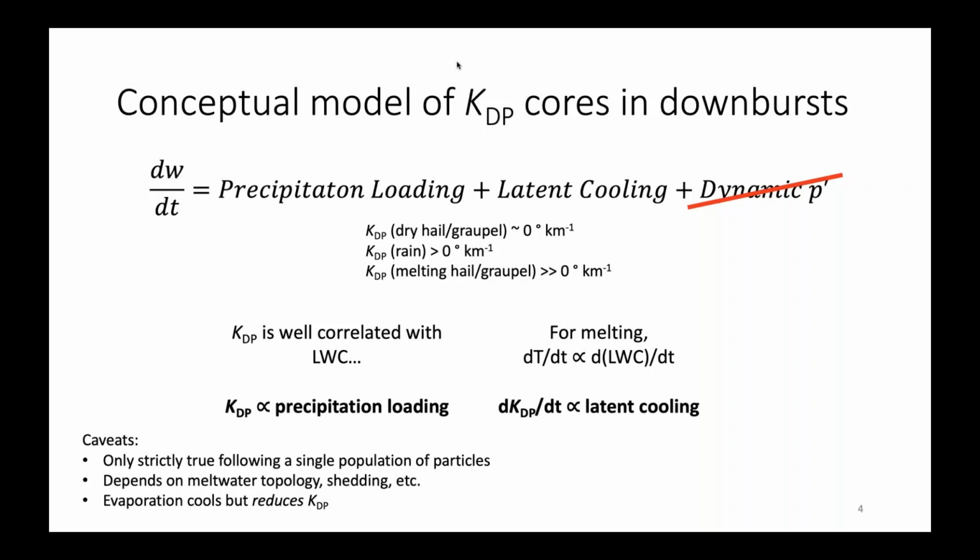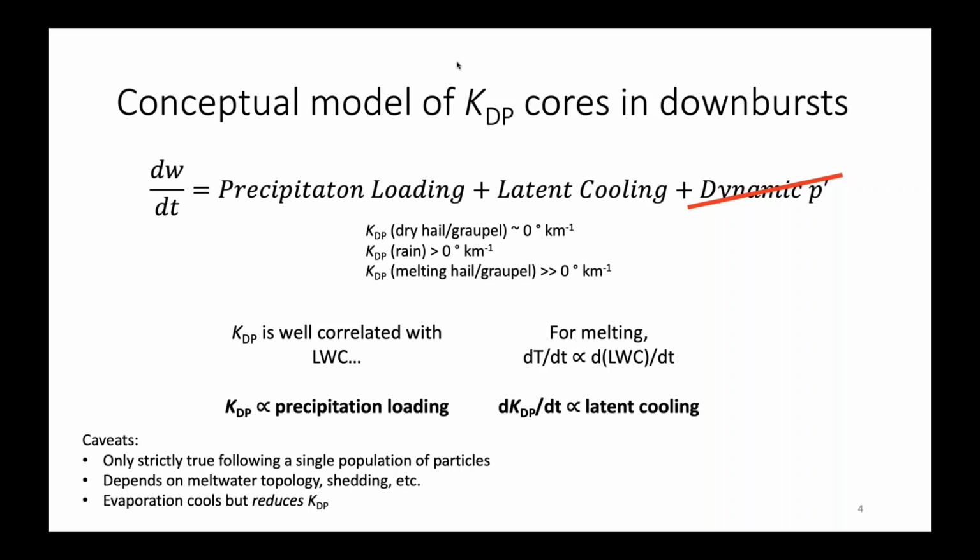And then probably the biggest caveat is that evaporation is also a cooling process and will generate negative thermal buoyancy, but it will reduce your KDP, and so has an opposite tendency sign. We don't think that's too big of an issue because in the layer near the wet bulb zero height, where a lot of your graupel melting and cooling is going to be occurring, usually we're not substantially subsaturated, and the more precipitation loading and the more melting you get, that then increases your evaporative potential.